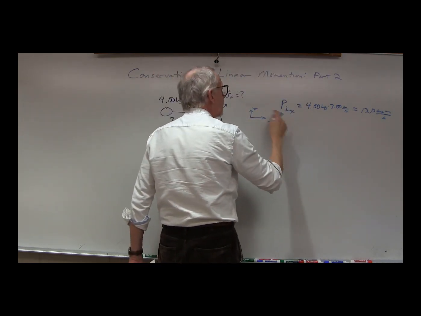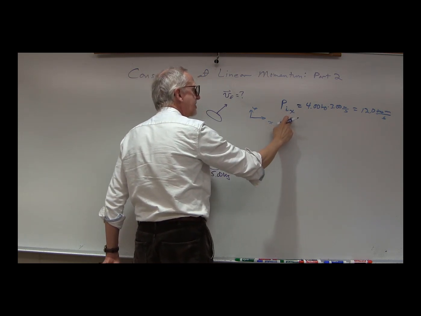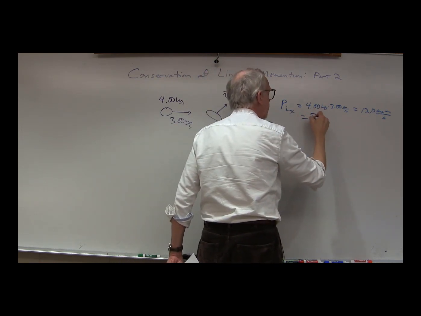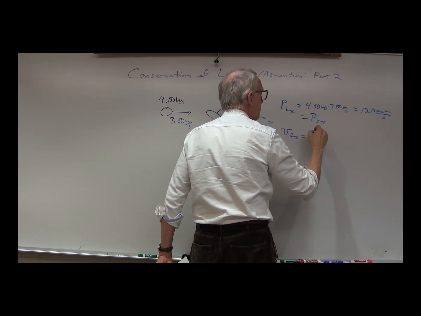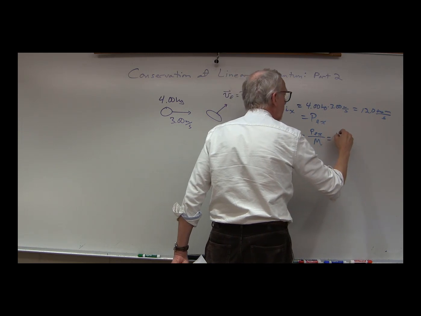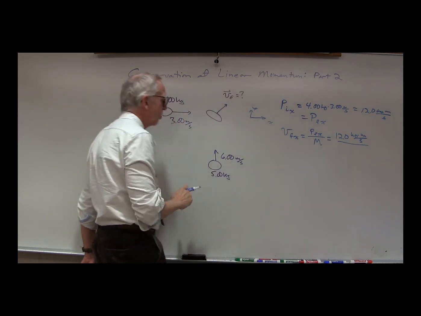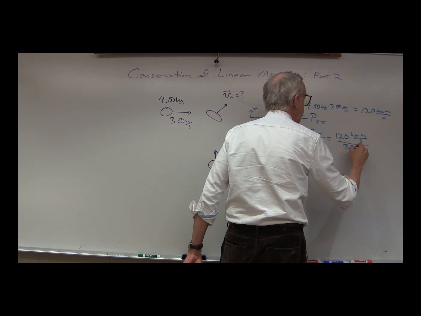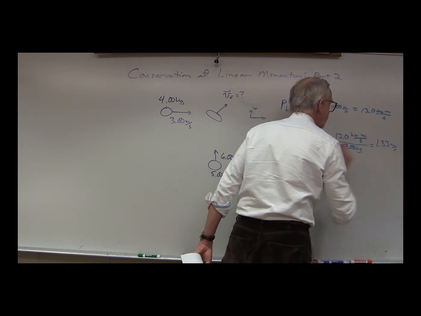And then to find the velocity, v final, we know that this must equal p final x. And then to find the velocity, we divide by the mass. And so v final x component will be p final x divided by the total mass, in other words, 12 kilogram meters per second divided by, what's the total mass? We've got 4 kilograms and 5 kilograms, 9 kilograms. Which leaves us with 1.33 meters per second.